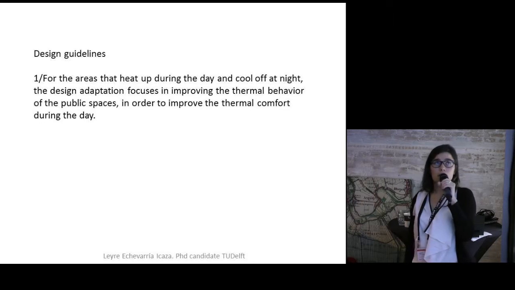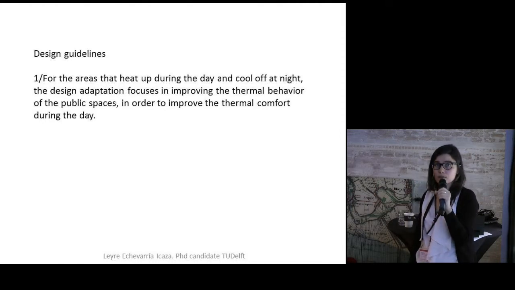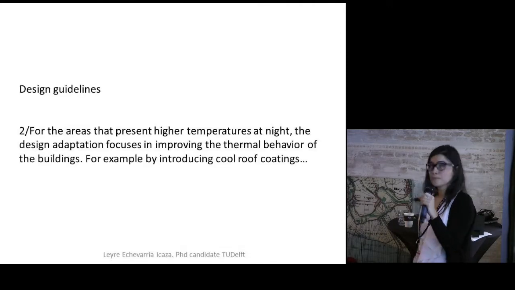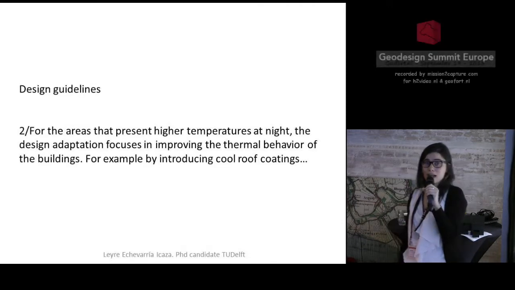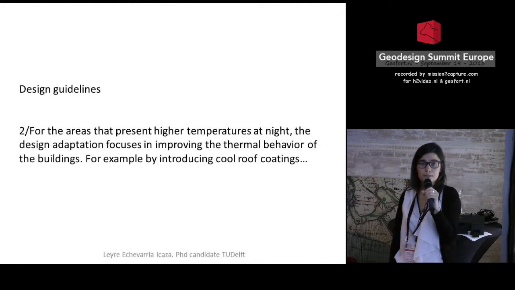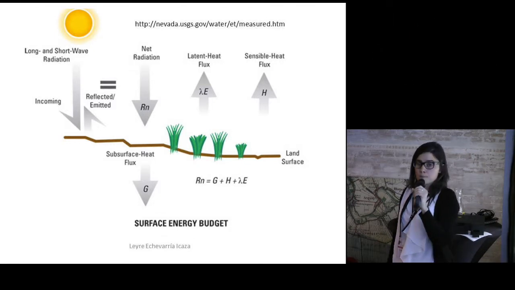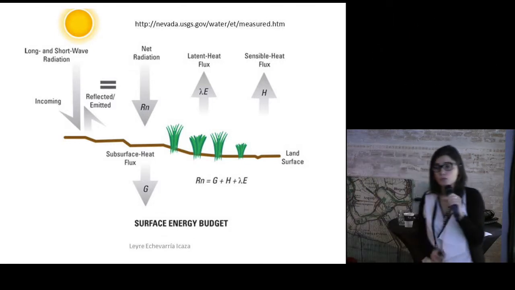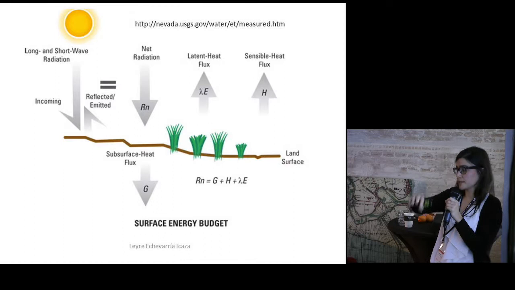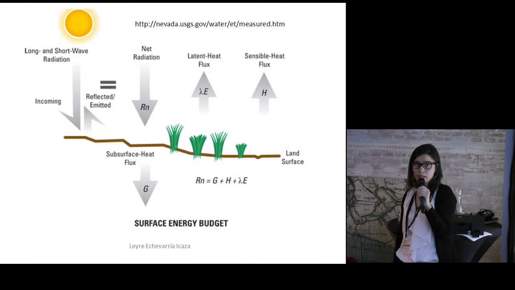As far as the design guidelines are concerned, for the areas that heat up during the day and cool off at night, the design adaptation focuses on improving the thermal behavior of the public spaces in order to improve their comfort during the day. And the design guidelines for the areas that present higher temperatures at night focus on improving the thermal behavior inside the buildings, for example, by introducing cool roof coatings and so on. Now, we change satellite, let's say, to zoom into particular cases. The relevance of this regional scale is that we can take best practices from one city to another and try to understand why they have a better thermal behavior.